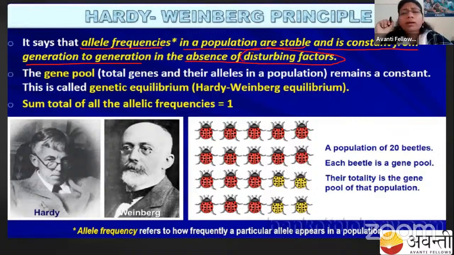Here he is talking about some disturbing factors. Can you tell me what disturbing factor he is talking about? You can give your answer in the chat box. About which disturbing factor he is talking, which is going to disturb or hinder the consistency of a particular allele in our generation.